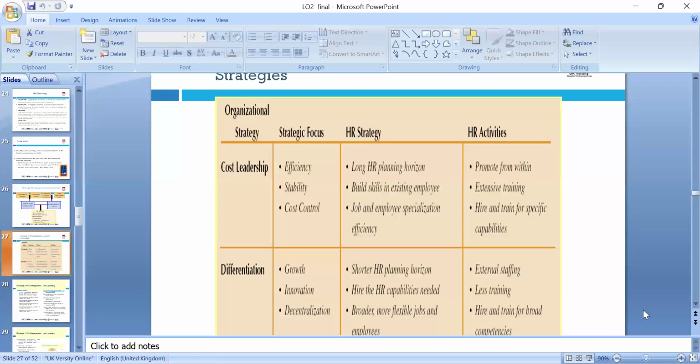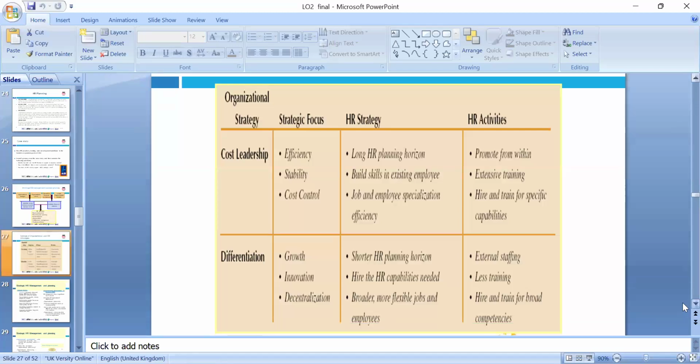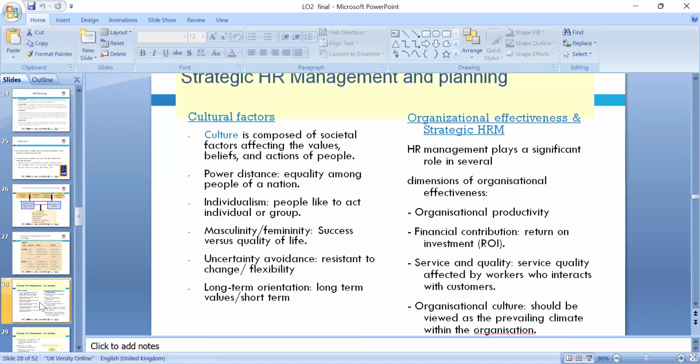We look at differentiation, growth, innovation, and decentralization. If this is your objective as an organization, there is a shorter HR planning horizon, higher HR capability needed, and broader, more flexible jobs. So external staffing can be used, with less training, and we can look at the cost and the benefit of all. Okay, so cultural factors play a key role.